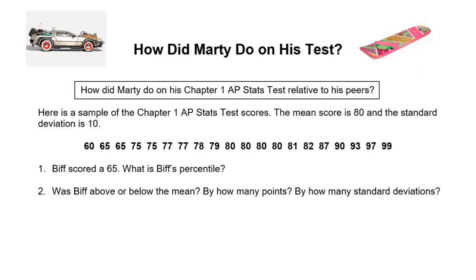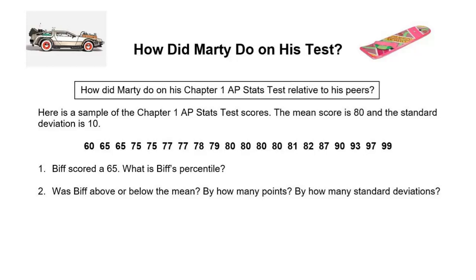So page 5 starts off, it says, how did Marty do on his test? How did Marty do on his Chapter 1 AP Stats test relative to his peers? What does that part mean? That relative to his peers. What'd you say? Compared to his peers.